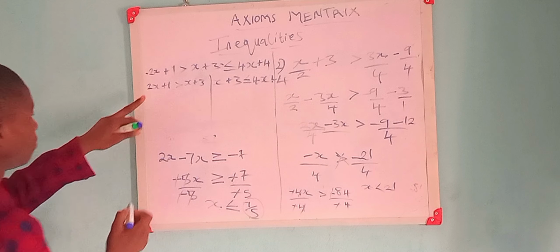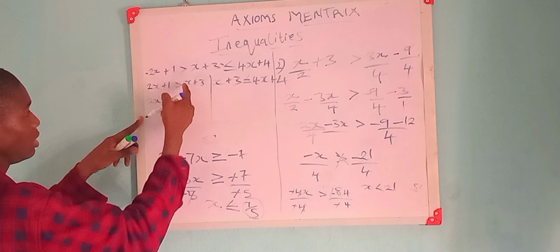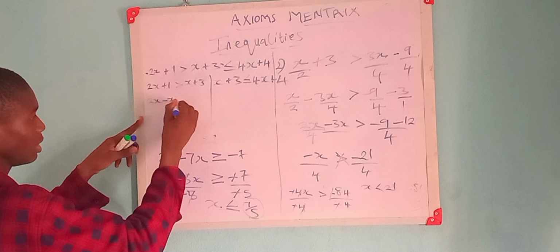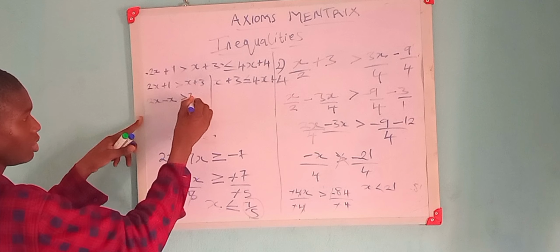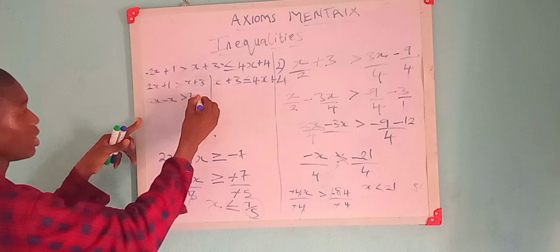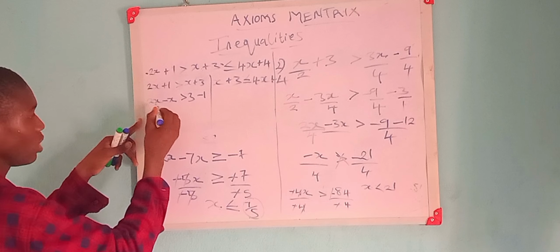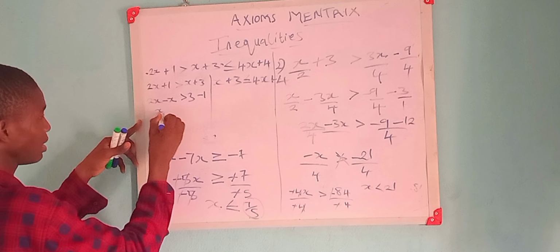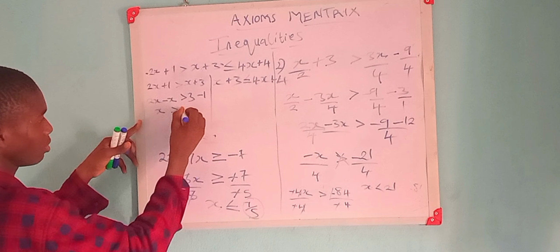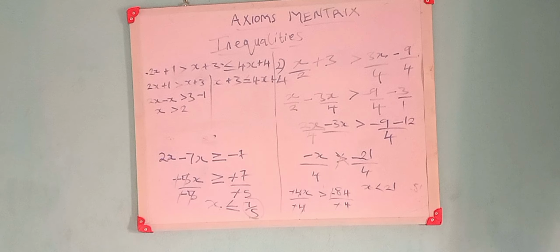So we are going to be having my 2x, then this one coming here is going to make it minus x. Then I say I have a greater than sign. My 3 is already here. This one coming to this side is making it a minus 1. So what I'll be having here is 2x minus x, which is going to give me x is greater than 2. Right? So we're getting one part of it.